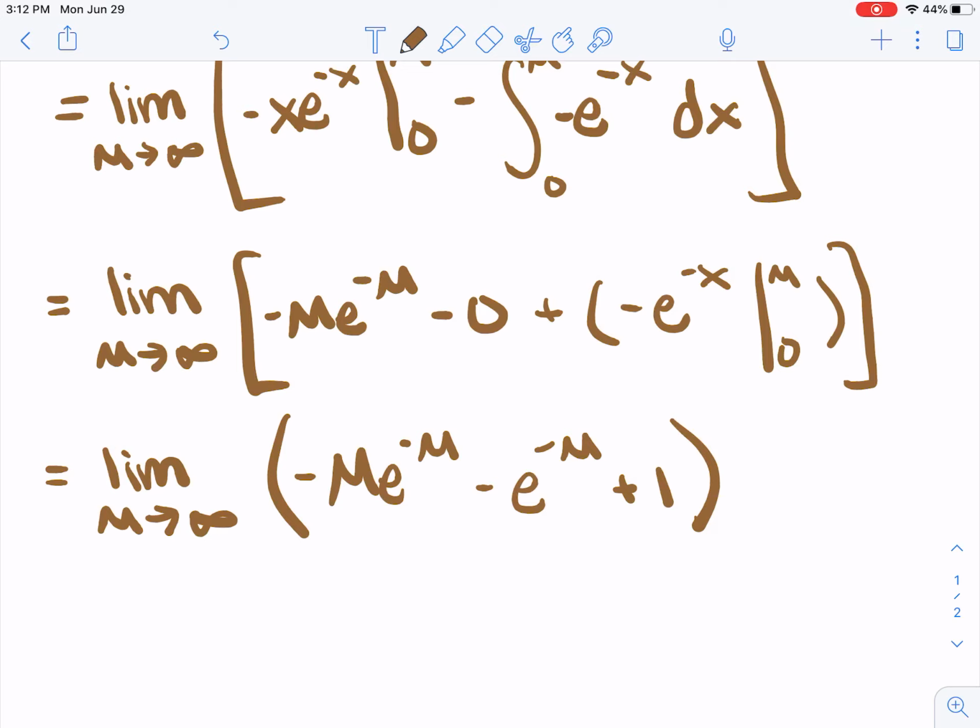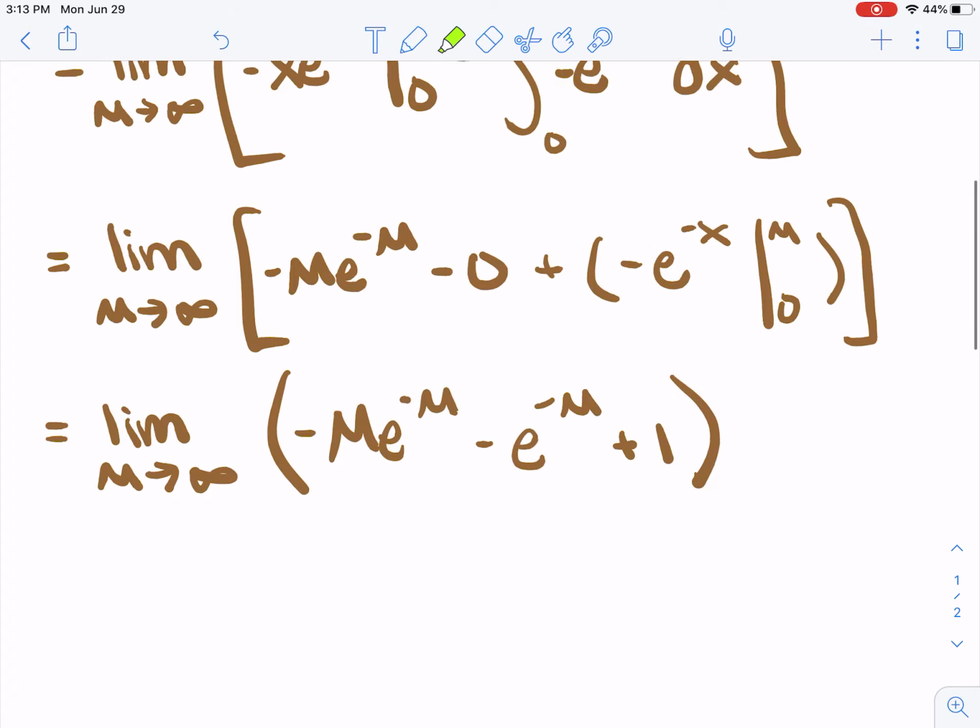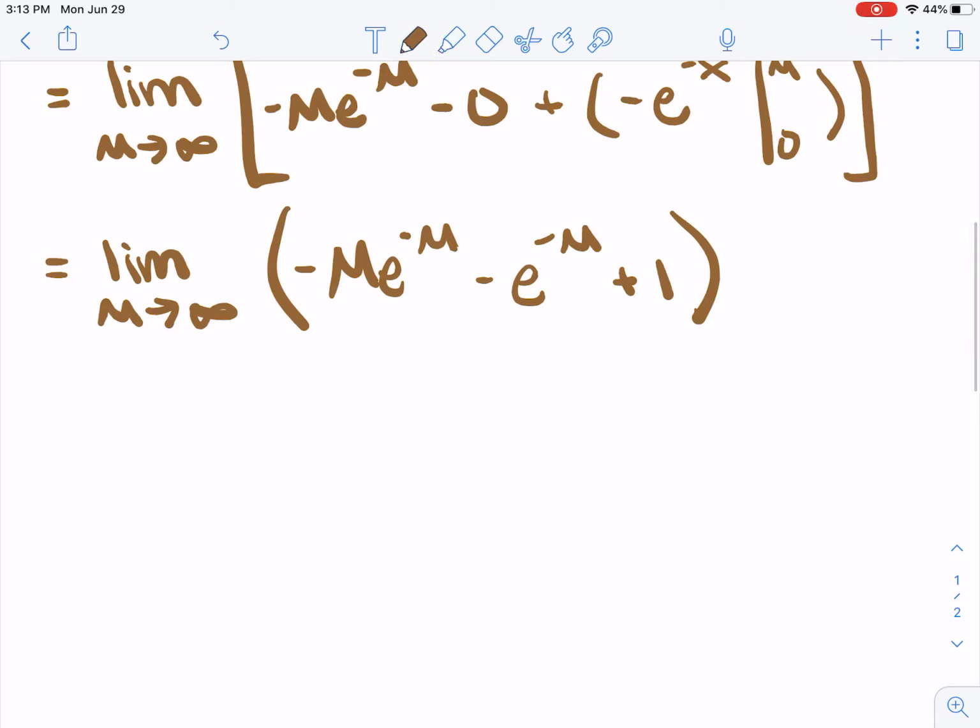All right, so we take this integral, and as m goes to infinity, this part right here is an indeterminate form. It's infinity times 0. But we know that the exponential function decays faster than m can grow. We know this is going to go to 0 overall, or we could use L'Hopital's rule on it to show that the limit is 0. So that goes to 0. E to the minus m as m goes to infinity, that goes to 0.